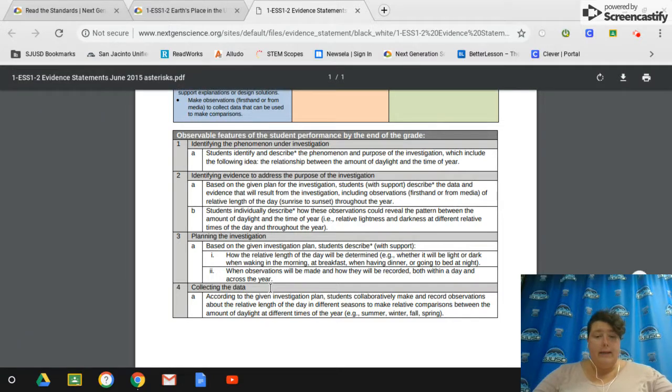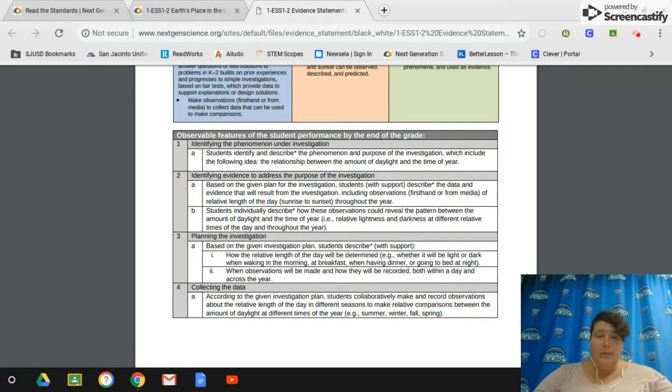And then lastly, collecting the data. If they are doing this activity, they should be collecting the data along the way. They should be taking notes. They should be making observations. And from those observations, they should be able to explain to you why it's important. So if I have a first grader who is outside observing how light or dark it is, or perhaps where the shadows are, they should be able to explain that data to you based on whatever they planned out.